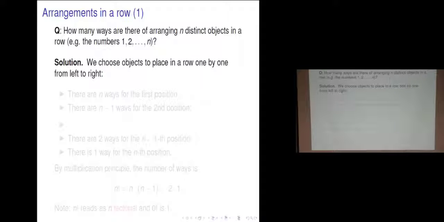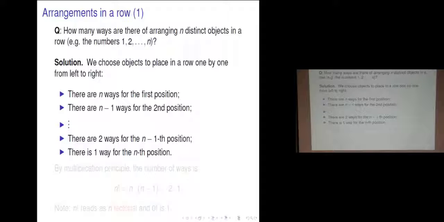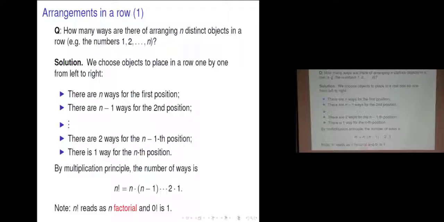So we choose objects to place in a row one by one from left to right. There are n ways for the first position. Imagine there are n positions. For the leftmost position, you can choose any number from 1 to n, so you have n choices. After that, you have one less choice because you have taken one. So you have n minus 1 ways for the second position, and so on and so forth. For the second to last position there are 2 ways, and for the last position, you have no choice. There's only one way.